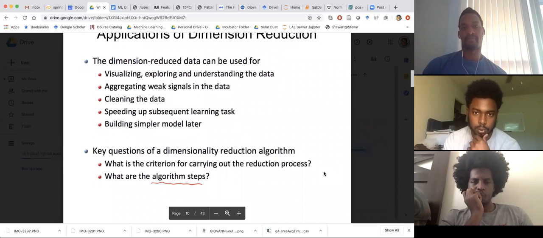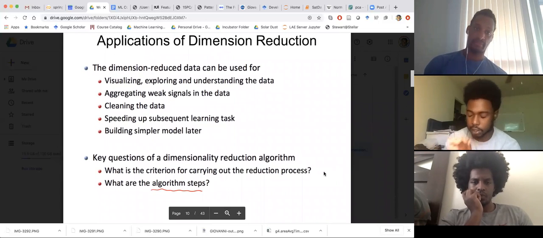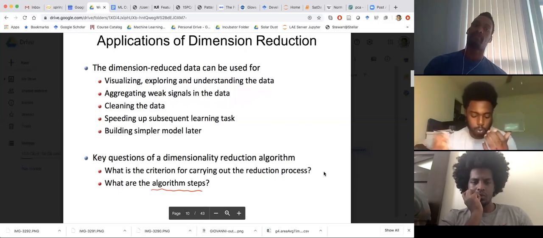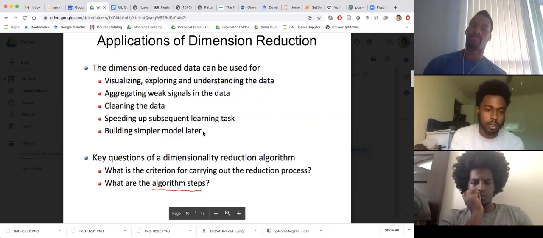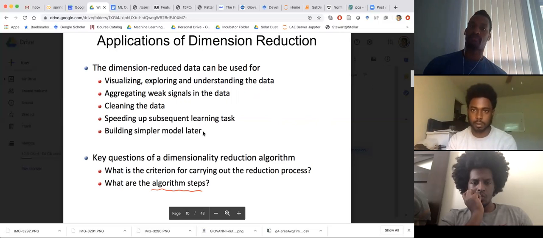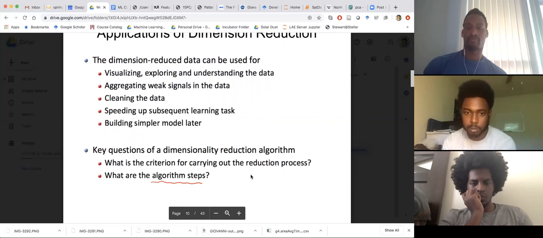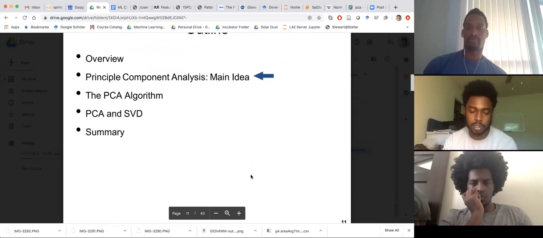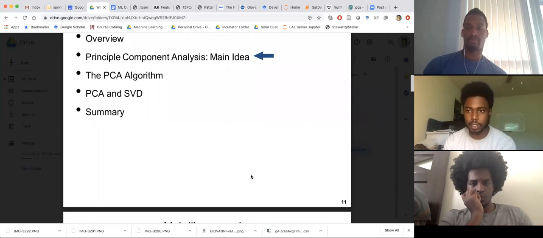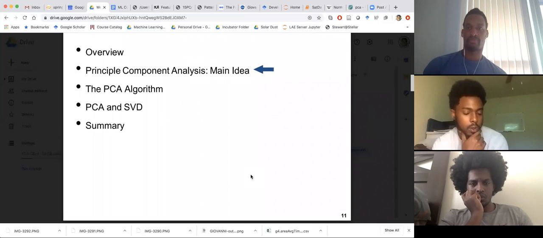So this is useful if you just want to understand data. You might be an experimentalist working with medical data and you need to better understand it. You might want to aggregate the weak signals and clean it up. These are a lot of use cases for reducing high dimensional data. The key questions listed on the slide are: what is the criterion for carrying out the reduction process, and what are the algorithmic steps? So this is now going to lead us into principal component analysis. Are there any questions before I move on?